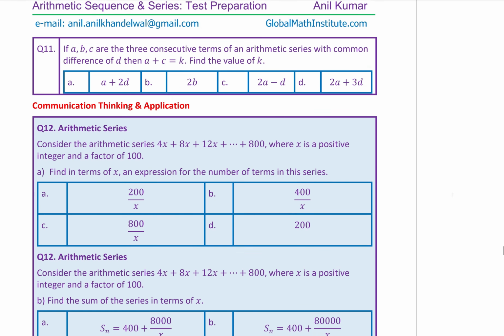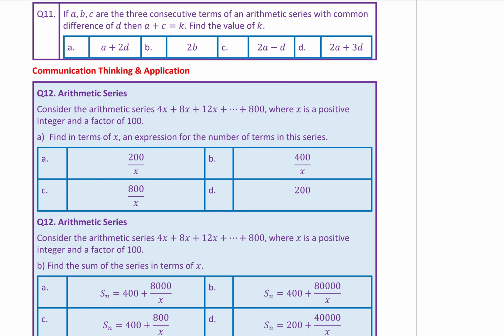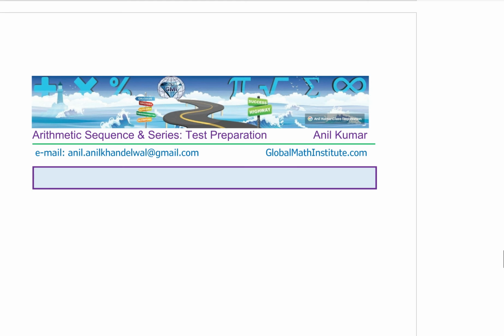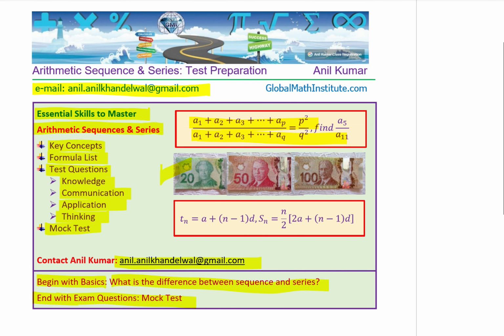Then we have an application question which we did, right? We did this question number 12, which is again repeated here. And these are the solutions which I can share with you once you submit your solutions. Is that clear to you? Perfect. So we'll end this session here.